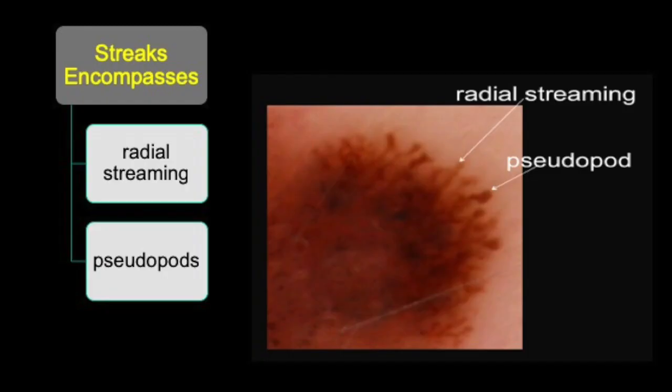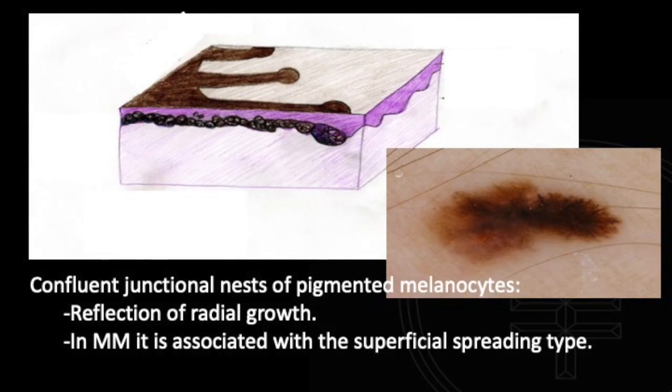So here is a lesion that has this straight line, the radial streaming, and one with a bulbous ending that's a pseudopod. They both are under the term streaks because both of them represent the same entity on the histopathology, which is confluent junctional nests of melanocytes. It is the horizontal growth phase of superficial spreading melanoma or the horizontal growth phase of a Reed's nevus.